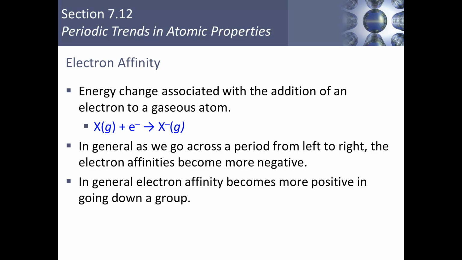Now let's look at the next property, electron affinity, which is the energy change associated with the addition of an electron to a gaseous atom. There is some ambiguity in the literature regarding the sign of electron affinity. But in general, more negative energy equals greater energy released, which is more stable.